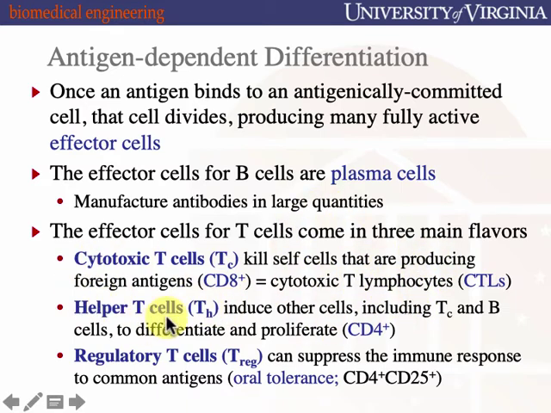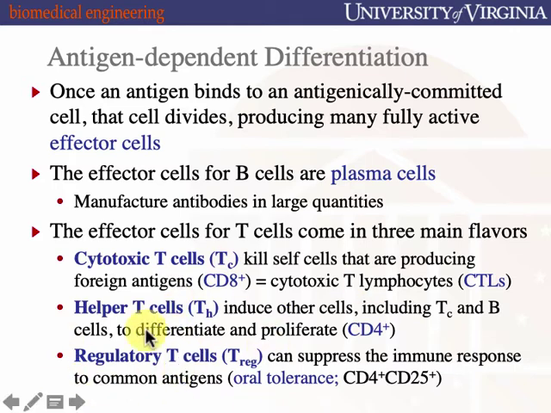Okay? Helper T cells induce other cells, through production of cytokines, the interferons and interleukins, including their impacts on cytotoxic T cells and B cells to differentiate and proliferate. These all originate as T lymphocytes or T cells, and depending on their expression of CD8 or CD4, they will differentiate down these lineages into cytotoxic T cells or into helper T cells.